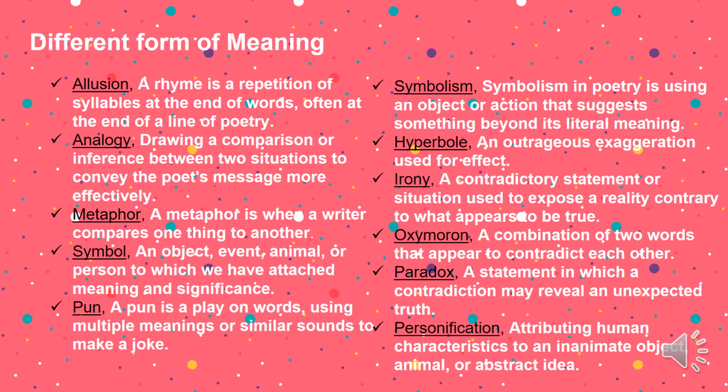Sixth, symbolism. Symbolism in poetry is using an object or action that suggests something beyond its literal meaning. Seventh, hyperbole, an outrageous exaggeration used for effect. Eighth, irony, a contradictory statement or situation used to expose a reality contrary to what appears to be true. Ninth, oxymoron, a combination of words that appear to contradict each other. Tenth, paradox, a statement in which a contradiction may reveal unexpected truth. And the last is personification, attributing human characteristics to an inanimate object, animal, or abstract idea.